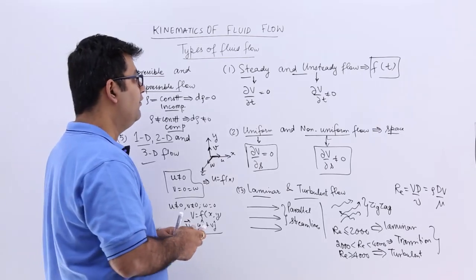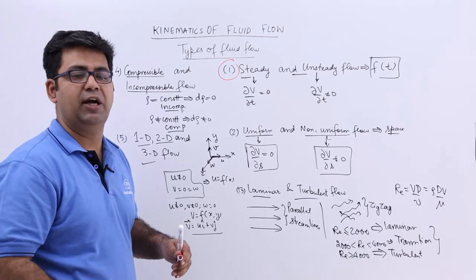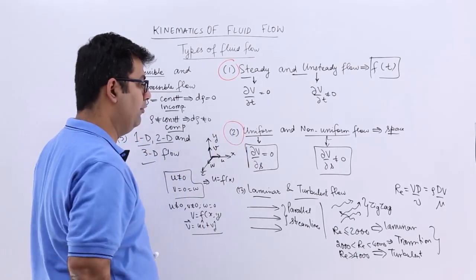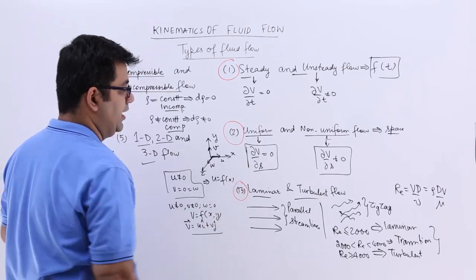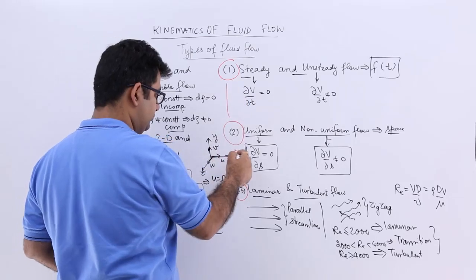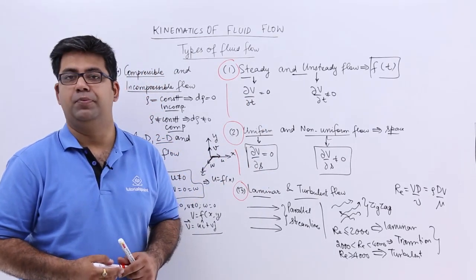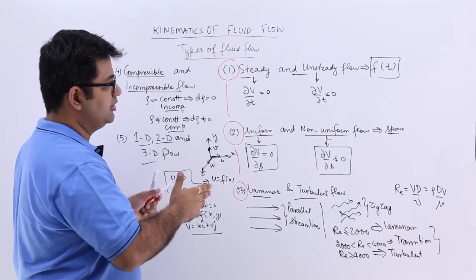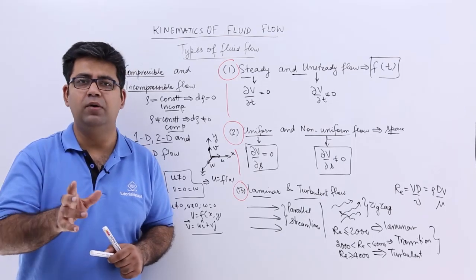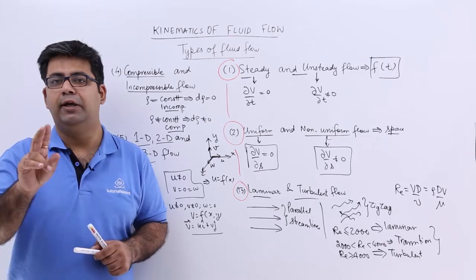We'll be dealing with steady and unsteady flow in huge amounts when we start talking about numericals. We'll talk about uniform and non-uniform flow also, and laminar and turbulent flow is also of very high importance. So these three should be remembered and understood in very good proportion. I hope you got this concept of the types of fluid flow. Now let's move on to the next topic and talk about two terms. One is the rate of flow and the second is the continuity equation.